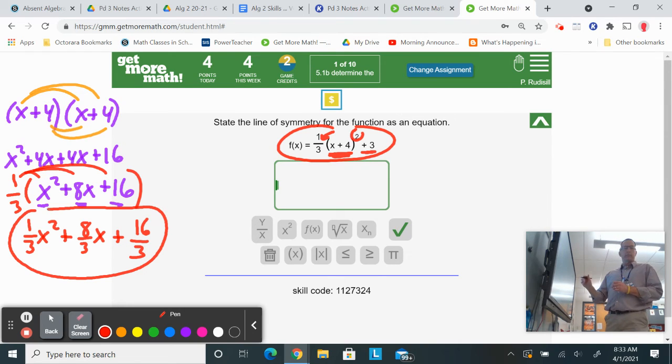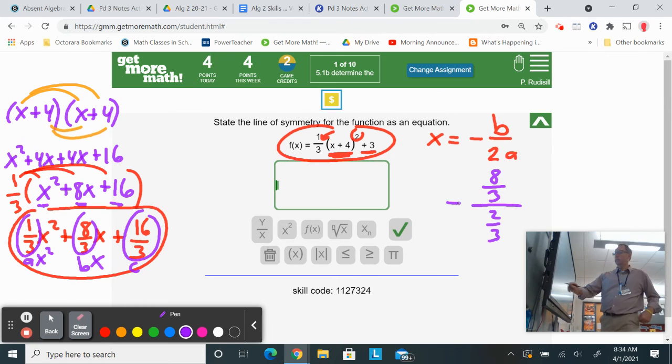Now that is in standard form. And my a, remember, the coefficient of x squared, my a will be the 1/3. The b, the coefficient of x, is 8/3. And then the constant c is the 16/3. But I just need my a and my b in order to find the line of symmetry. So I'm going to pause the video. I'm going to set up my equation for the line of symmetry on the other side.